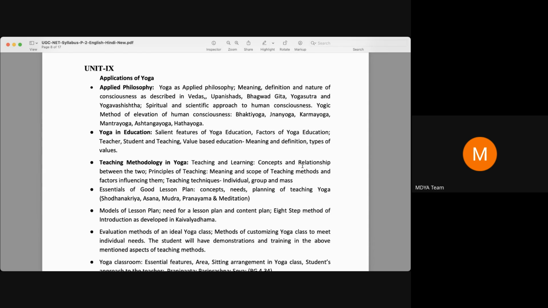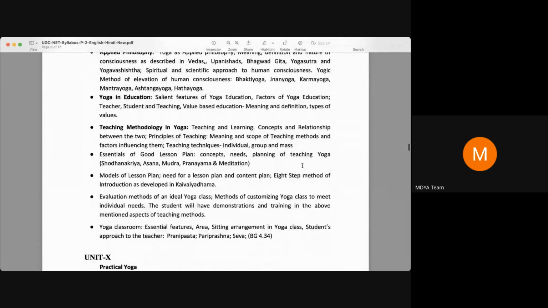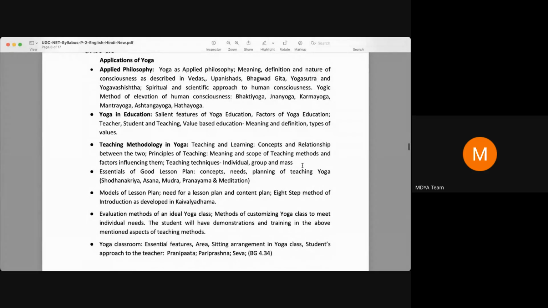Means you are teaching theory, it's okay, but if you are teaching a practical, if you are in a practical class, there are some points which you should keep in mind. What is the sitting arrangement in a particular yoga class? So this is all about your syllabus part. So we'll start our topic introduction.